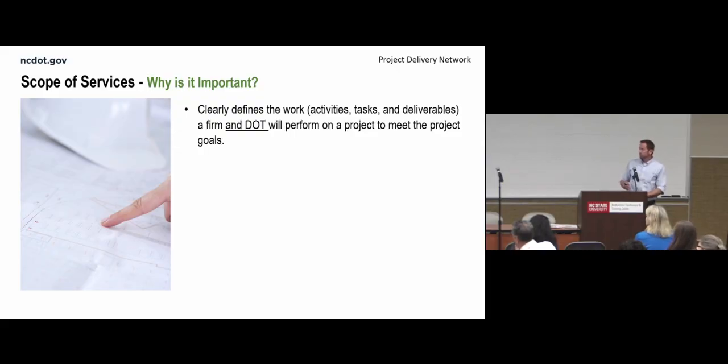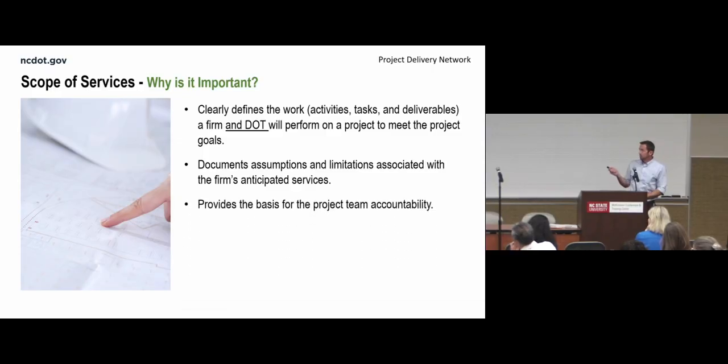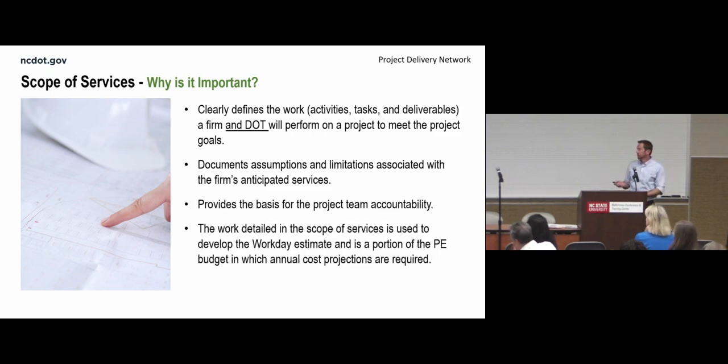All right, scope of services, why is it important? It clearly defines the work, the activities, tasks, and deliverables that the firm and DOT will both perform on a project. Assumptions and limitations are very important because they make sure that the correct deliverables get done to the correct degree, and it avoids scope creep as well. And the scope of services provides the basis for project team accountability. If it's listed on the scope, then the project team is, of course, accountable for it. And from the scope of services grows the workday estimate. We'll cover that in a minute in more detail.